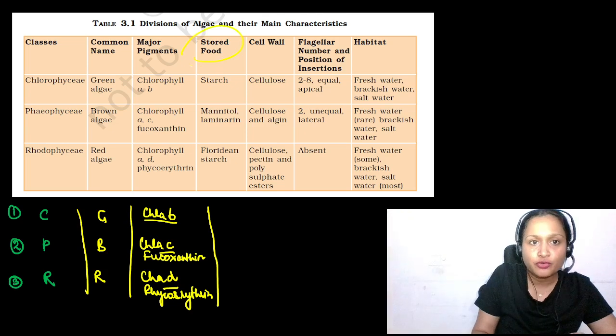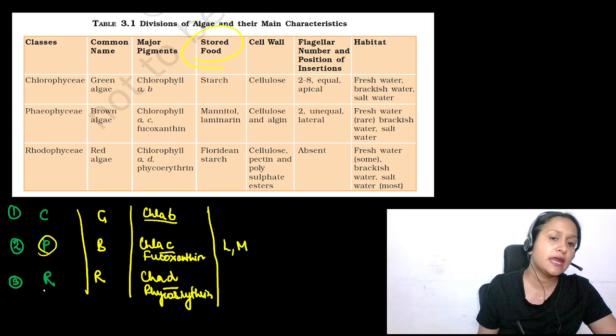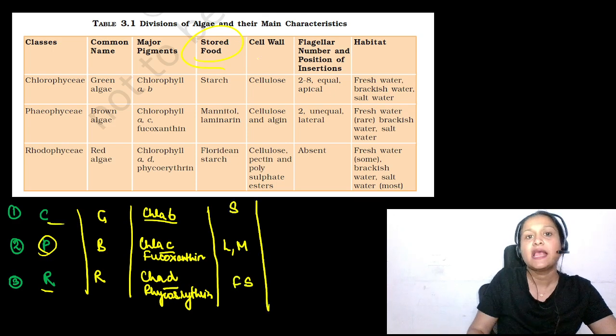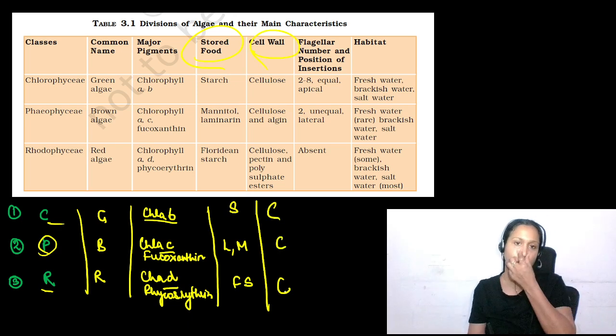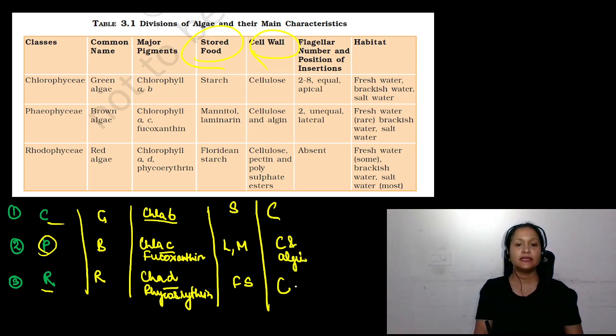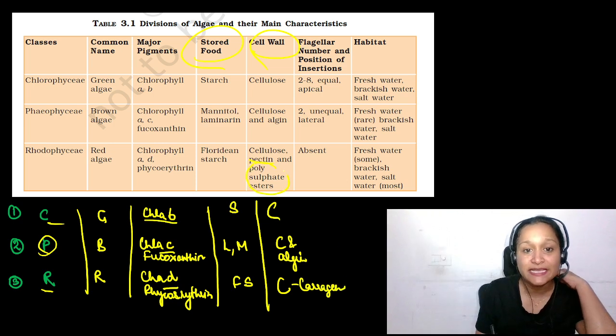If we talk about stored food, in Phaeophytes I told you laminarin and mannitol. In red algae, Floridean starch, and in chlorophytes it is starch. Cell wall, of course, cellulose is present in all three. In Phaeophytes, cellulose and algin. In red algae, there is carrageen. Besides this, pectin and polysulfate esters.